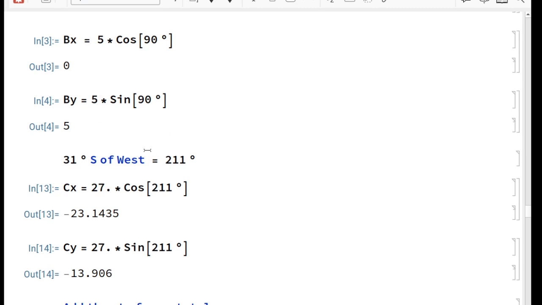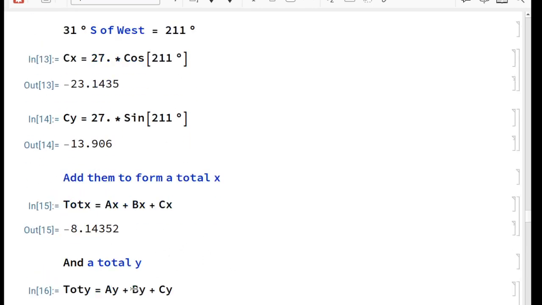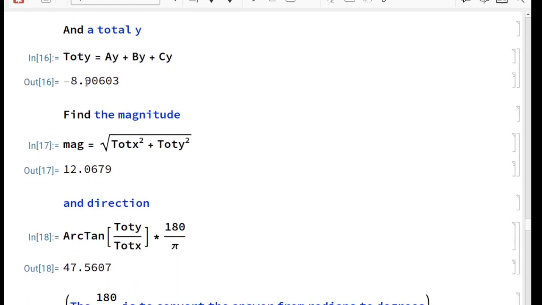Finally, if the rock is going 31 degrees south of west, if we measure from the plus x-axis, which is east, around counterclockwise, we get 211 degrees. Our component cx then is 27 times cosine 211, or negative 23 something. And our cy is 27 sine 211, negative 13.9 meters per second. Then we add them all up, ax, bx, cx. We get negative 8.14 meters per second. Add the y's up, we get negative 8.91 meters per second.